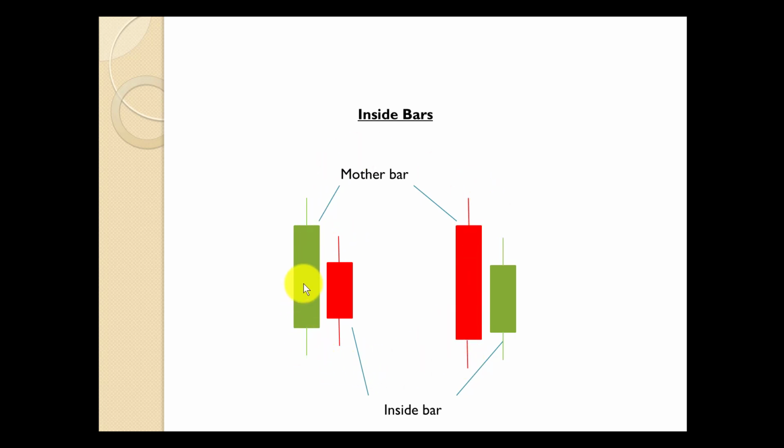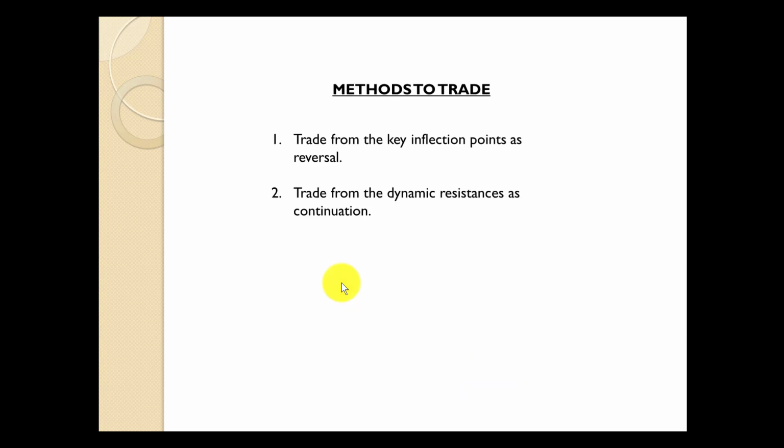Now the color of the bar is immaterial, it is of no importance, but the candle which we are calling the inside bar should be well contained within the previous bar. So this is the identification of the inside bar.